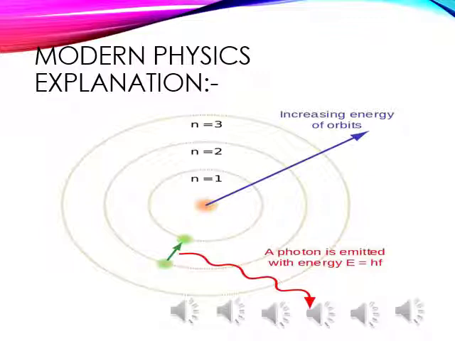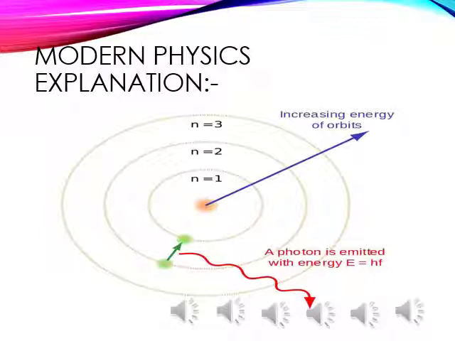So the relation is E equals N h nu, where E is energy, h is Planck's constant, nu is frequency, and N is the number of photons. So by increasing energy, the frequency increases and the number of photons decreases. Why does the number of photons decrease by increasing energy? Because increasing energy deals with the electrons in the inner energy levels, which are nearest to the nucleus. So the number of electrons is very small, and the number of photons decreases by increasing energy.